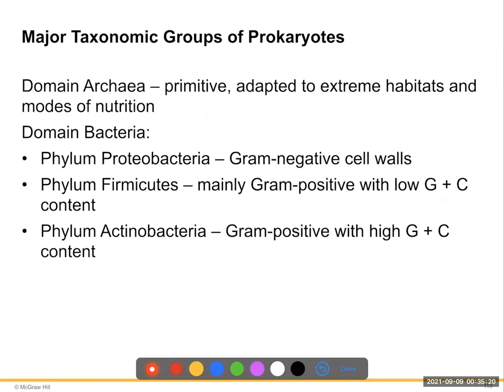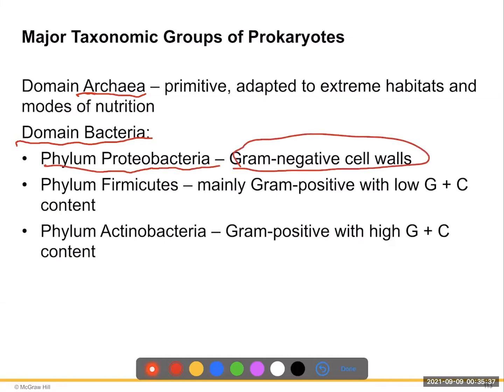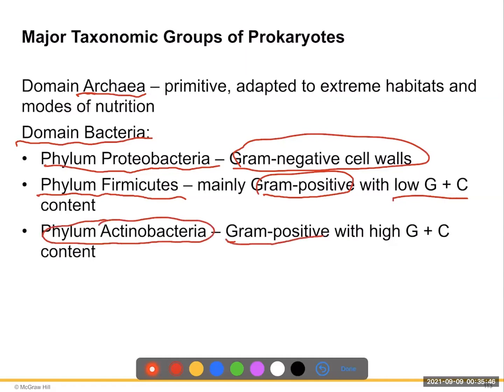So the domain Archaea, we have archaea and prokaryotes. Archaea are primitive, adapted to extreme habitats and modes of nutrition. The domain is under bacteria. The phylum Proteobacteria have gram-negative cell walls. The phylum Firmicutes are mainly gram-positive with a low GC ratio, and phylum Actinobacteria are gram-positive with a high GC content. So those are the different taxonomic groups where the bacteria belong.